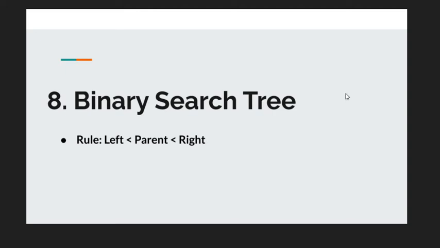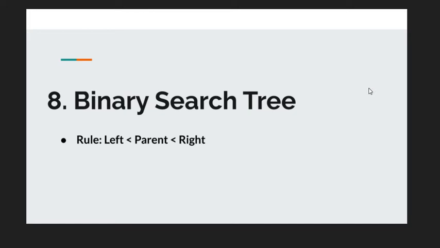We are going to take a look at binary search tree. So what is a binary search tree? In binary search tree, as we know, binary trees always have two nodes. In the parent node we have one left node and one right node. So how are we doing that in binary search tree?